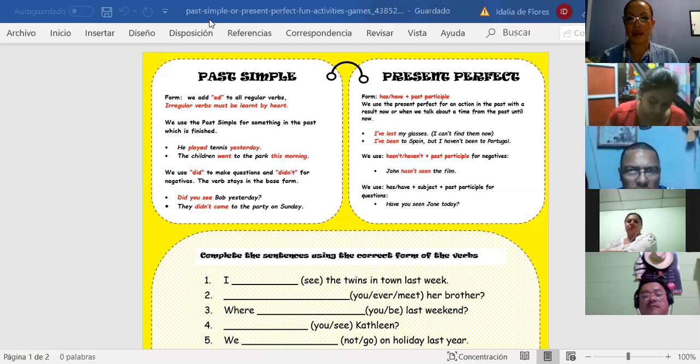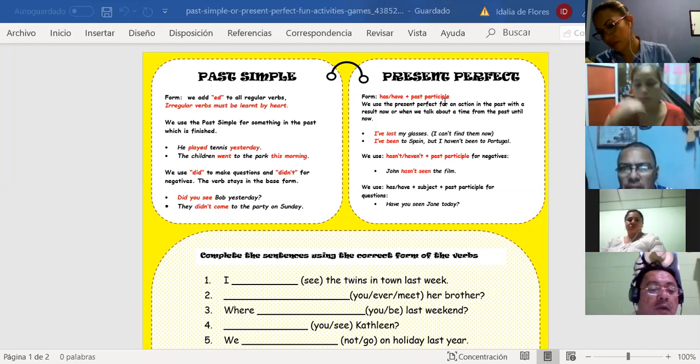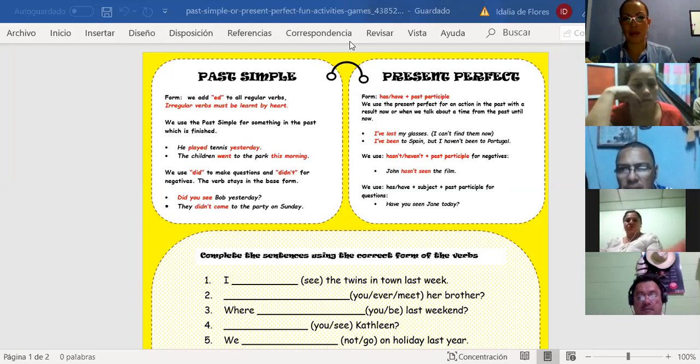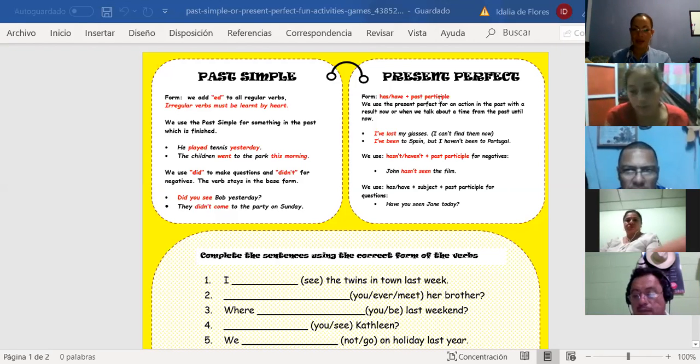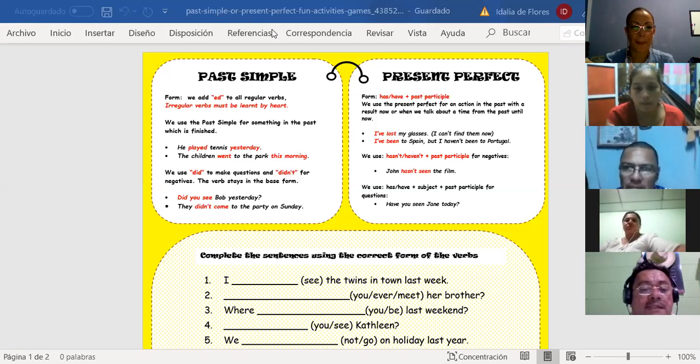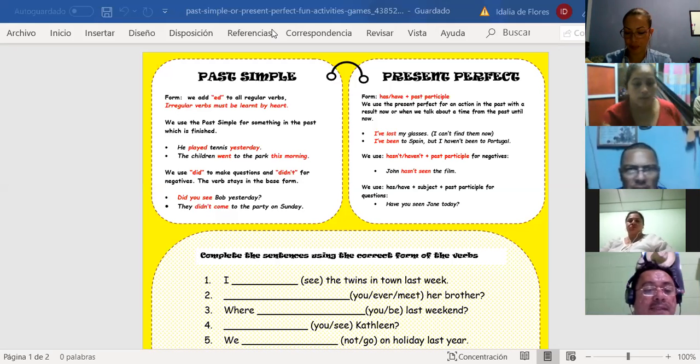Joan, can you read the part of the simple past? Hello, Joan, no se le escucha. Creo que está teniendo problemas con el dispositivo. Oh, teacher, you heard me? Ahora sí. Yeah. Okay. When do we use the past simple?